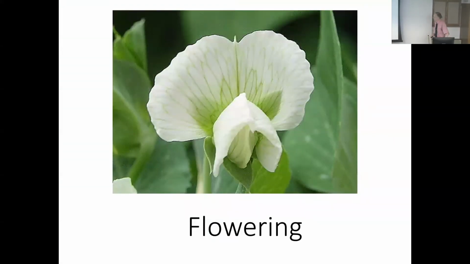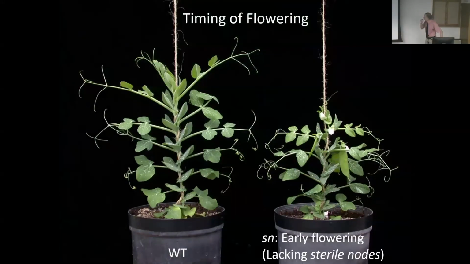Okay, if anybody has any questions as we go, feel free. I'll do my best to answer them. So we move on to flowering. Now, there are huge numbers of genes that affect flowering. This is a wild type with no mutations. This is a mutation in the SN gene, and you can see the difference. This is flowering much earlier.